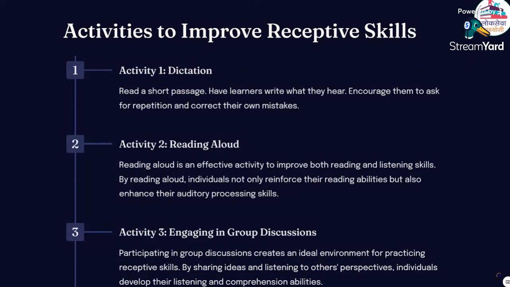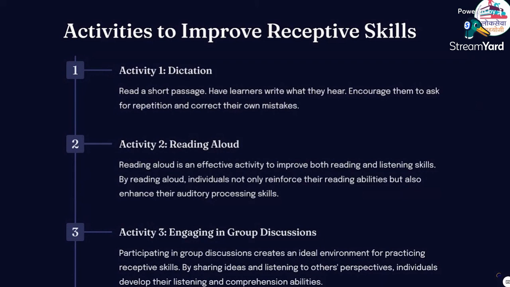Activity 2. Reading aloud. Reading aloud is an effective activity to improve both reading and listening skills. By reading aloud, individuals not only reinforce their reading abilities but also enhance their auditory processing skills. This activity helps develop fluency, pronunciation, and intonation, ultimately leading to better comprehension. Students can choose news articles, short stories, or even academic texts to practice reading aloud.